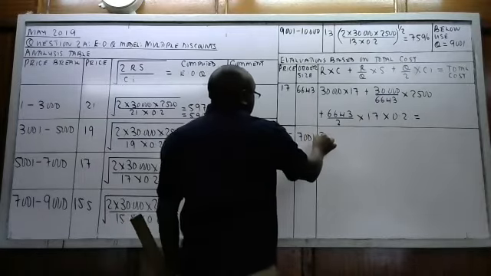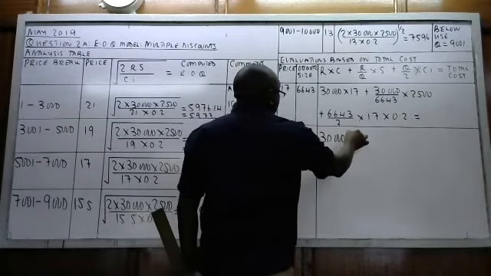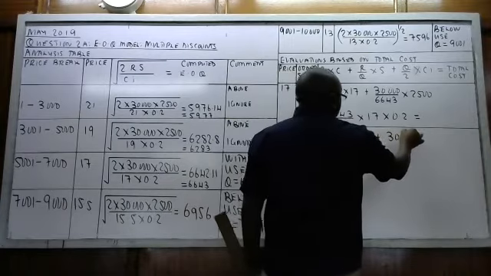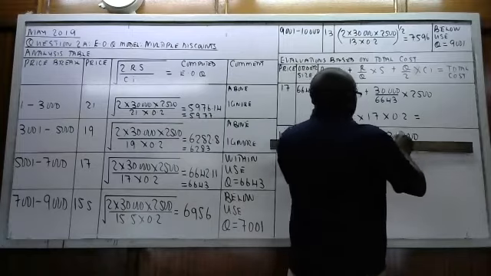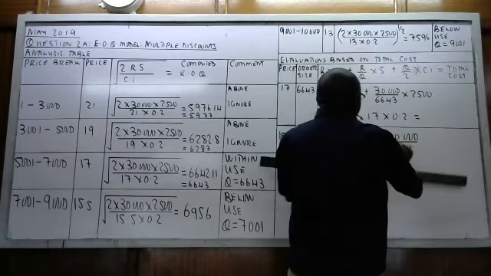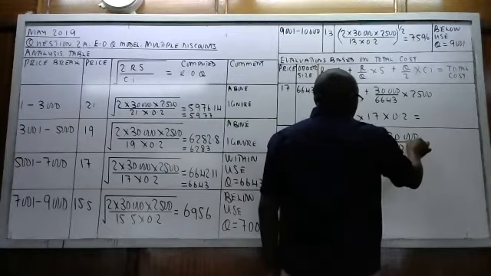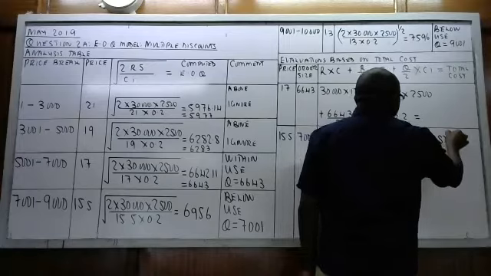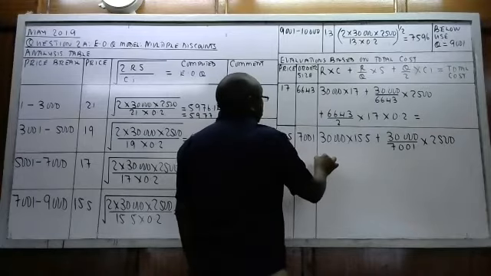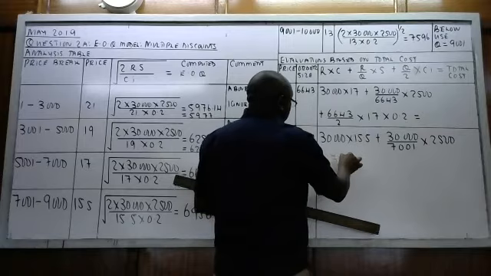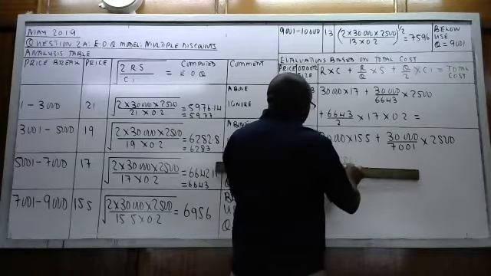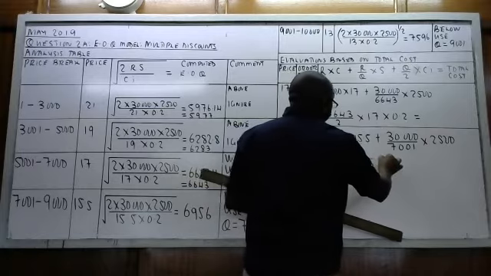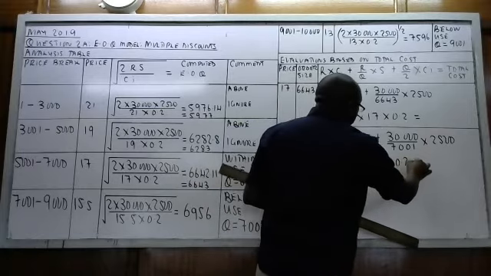So again the rhythm begins: 30,000 multiplied by 15.5, plus 30,000 divided by 7001 multiplied by 2,500, plus 7001 divided by 2, multiplied by 15.5, multiplied by 0.2.